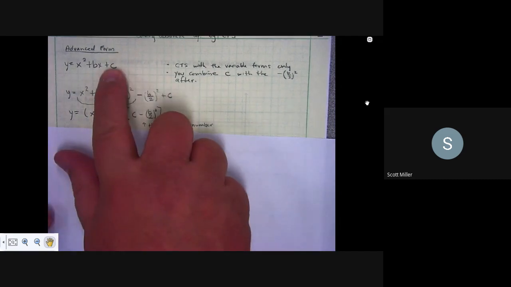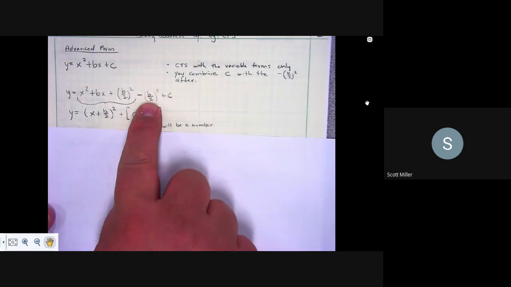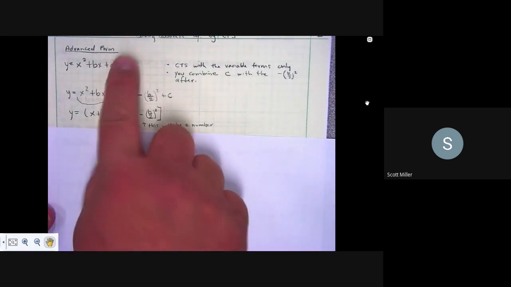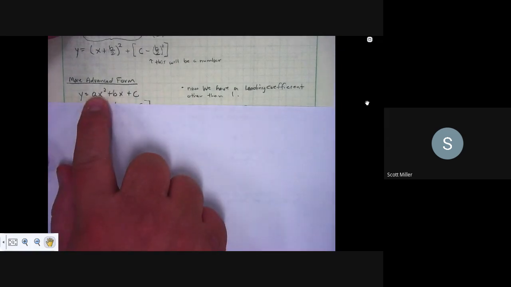Okay, so if there's a number on the end, just move it out of the way. Complete the square with the first part. And then when you subtract that b/2 squared, just combine it with the number that was already there, and you will have completed the square. Now, the next advanced form. Notice this time, there's a number in front of x squared. So how do I complete the square here?